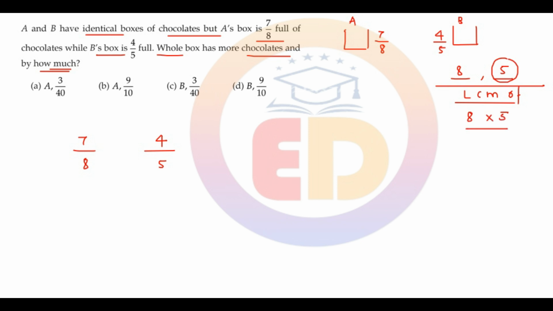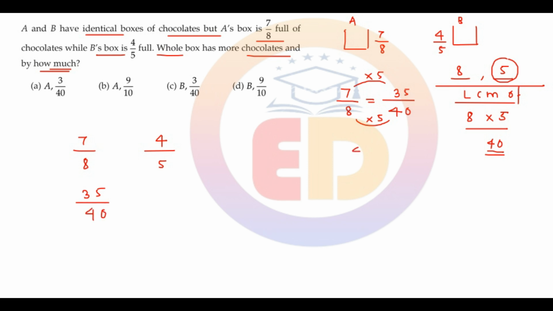So if you have to find the LCM of two numbers, out of which one is a prime number, then the LCM can be directly found by multiplying them or by taking their product. 8 into 5 is 40. So now I will convert both the fractions' denominators to 40. To convert 8 to 40, I have to multiply the denominator 8 by 5. And if I am multiplying the denominator 8 by 5, I have to multiply the numerator also by 5, which will become 7 into 5, 35. So my fraction 7 by 8 is 35 upon 40.